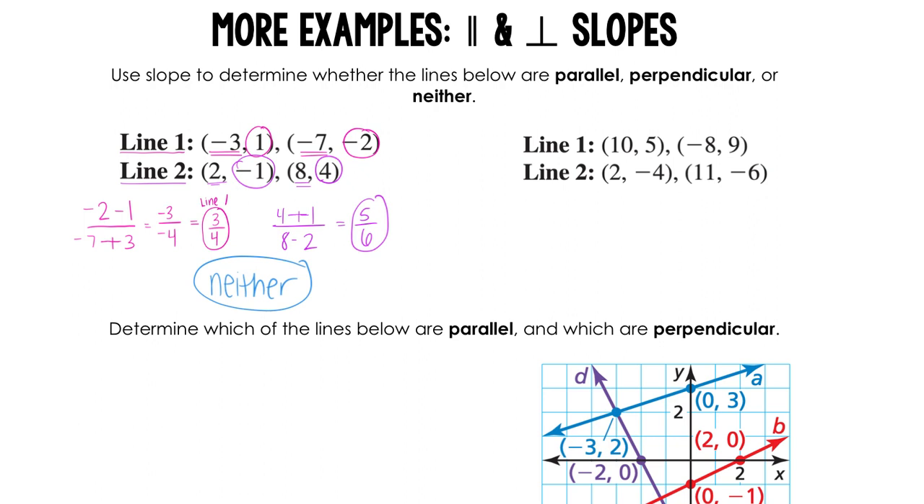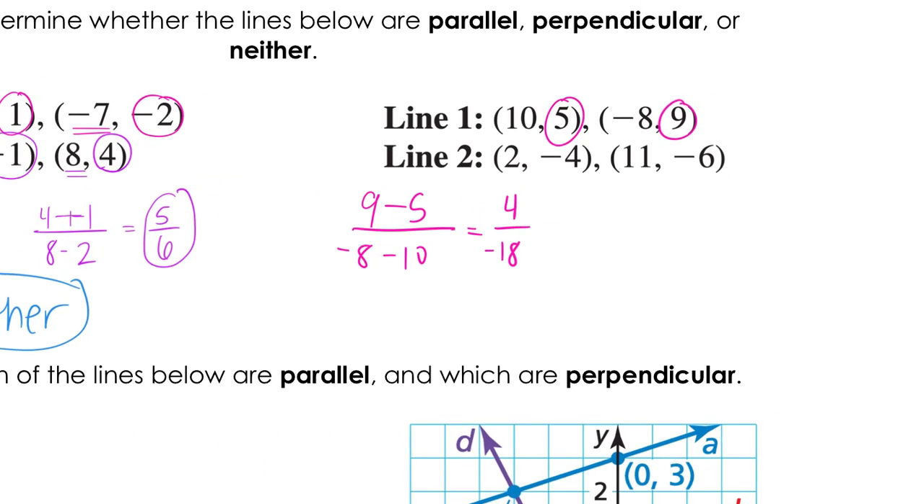All right, and then our last example here, same thing. We're going to subtract the y values to start our slope for line 1. So 9 minus 5 over, and then we would have negative 8 minus 10. And if we simplify that, 9 minus 5 is 4. Negative 8 minus 10 is negative 18. And then you want to make sure you always reduce your fractions. So if you simplify that, that reduces into negative 2 over 9. So the slope of line 1 is negative 2 over 9.